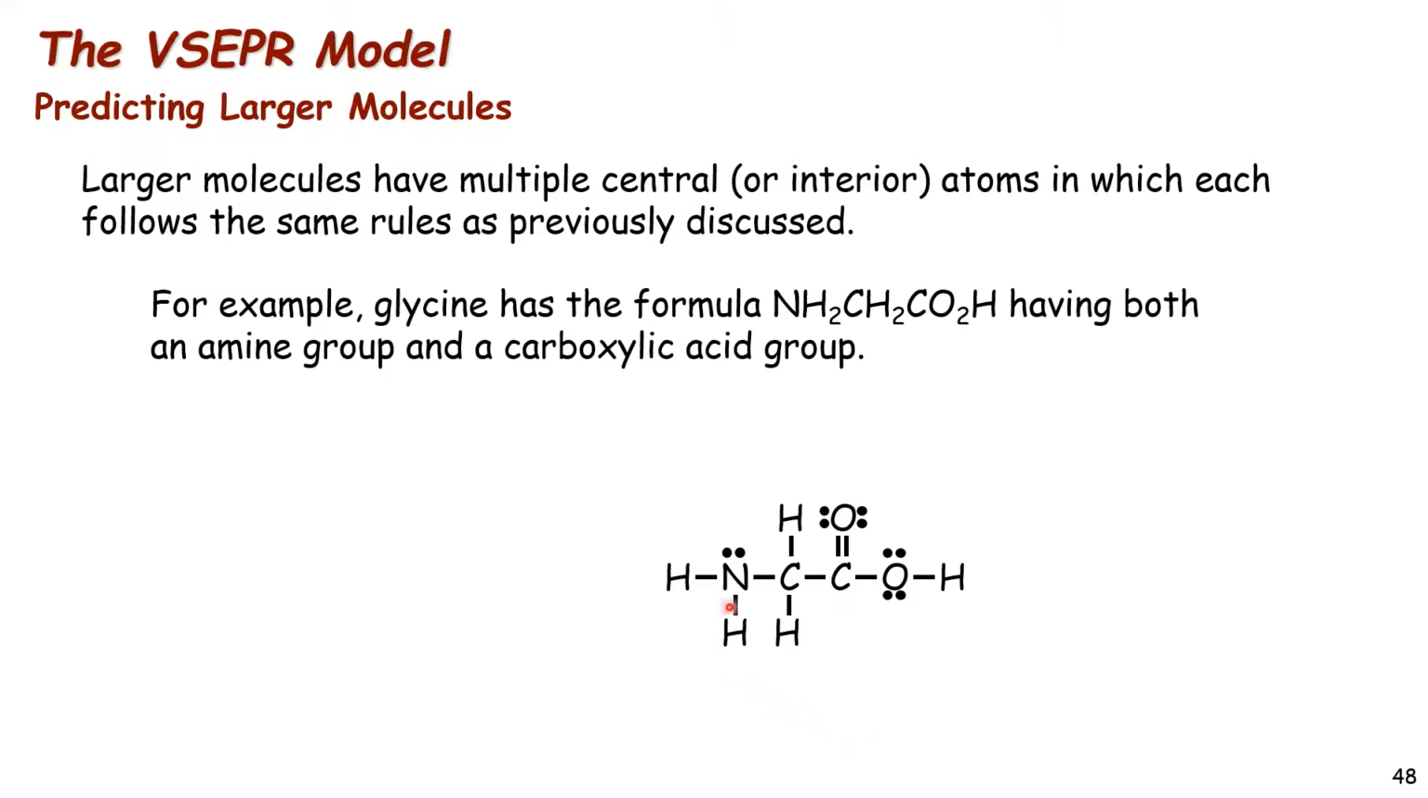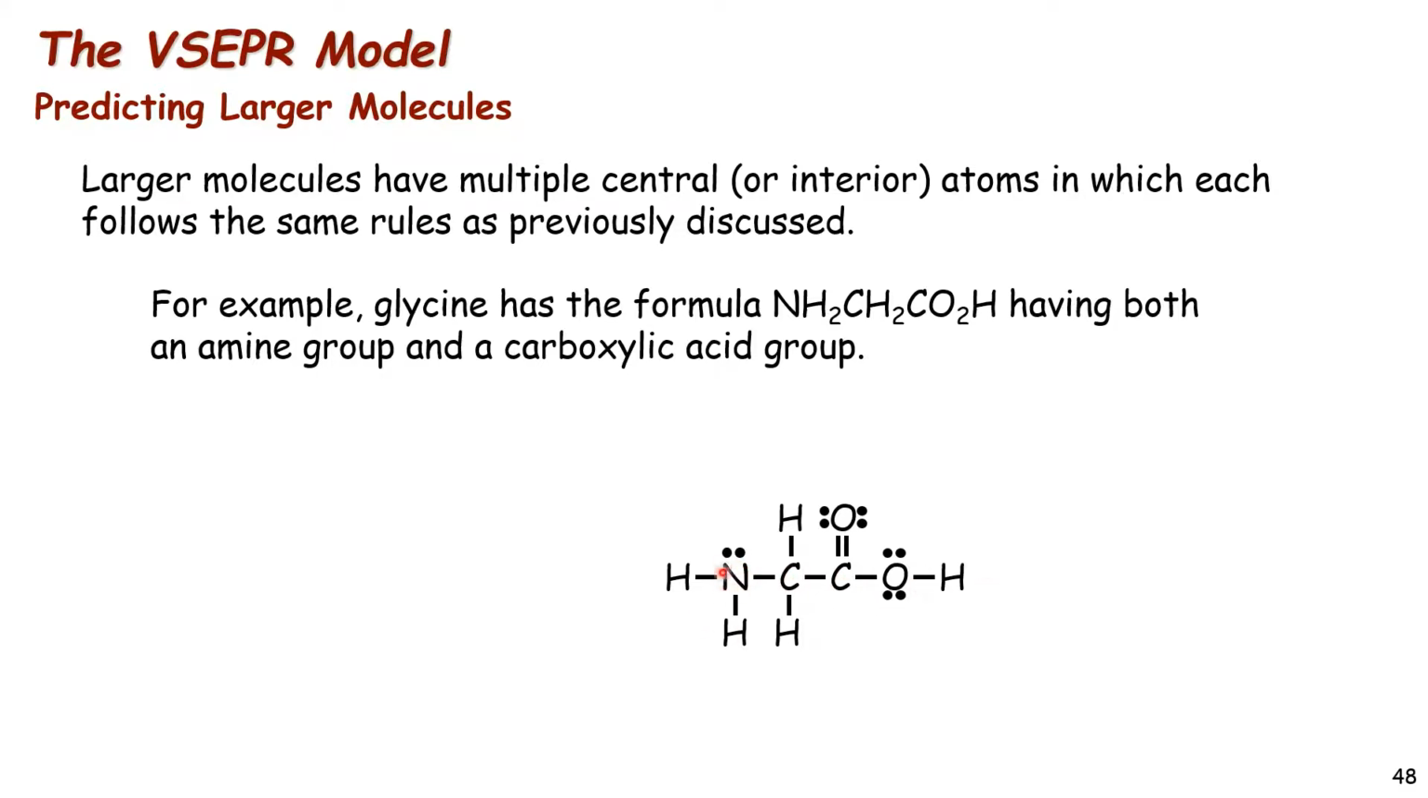Okay, so this has a total of 1, 2, 3, 4 central atoms. Any atom that's bound to more than one atom is going to be a central atom. So the hydrogen here is only bound to 1, so it's not a central atom. This oxygen is only bound to one other atom, so it's not a central atom. So we have these 4 central atoms.